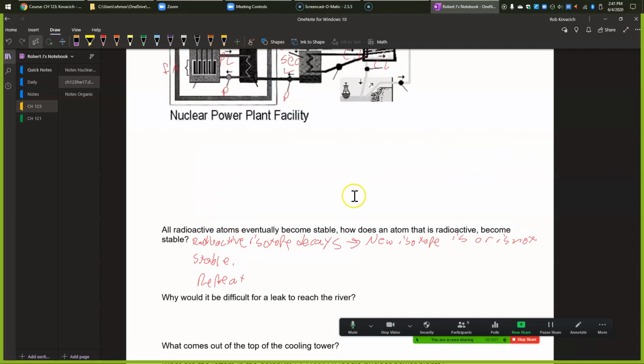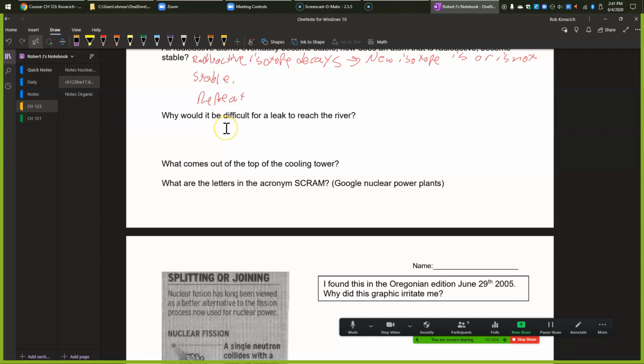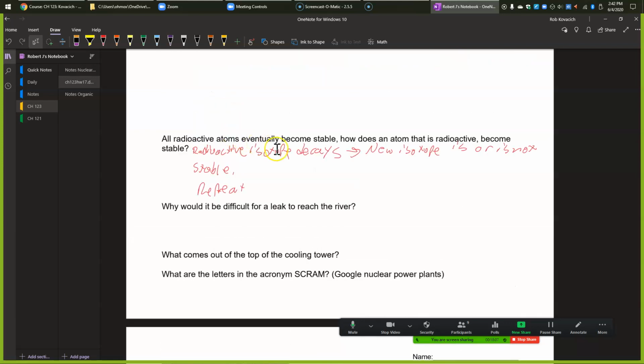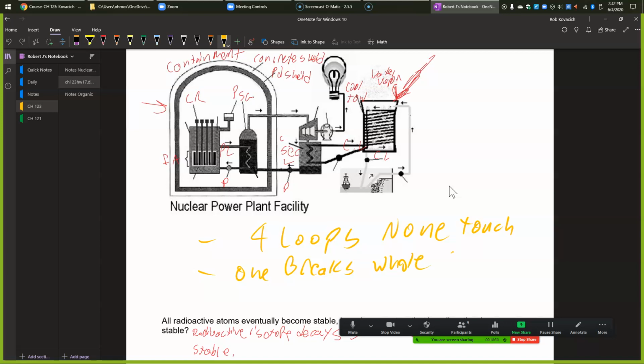Probably should have swapped these question positions, but why is it difficult for radiation to leach into the river? Because each of the loops is not connected, they're separate. There's just so many loops as well. There's four different loops. If one loop breaks, the whole system is shut.